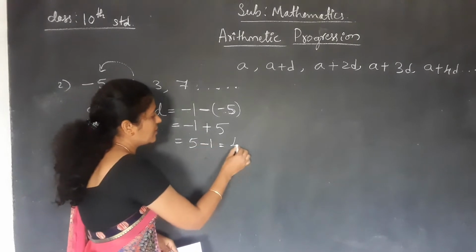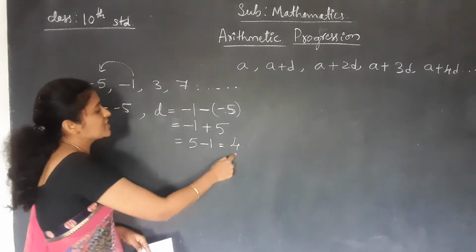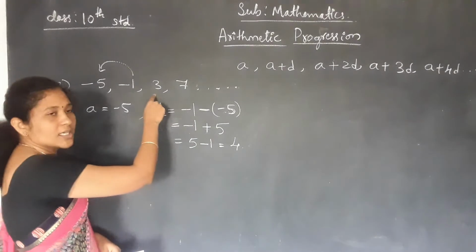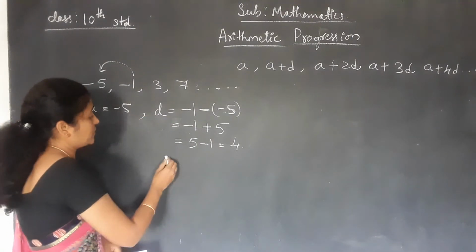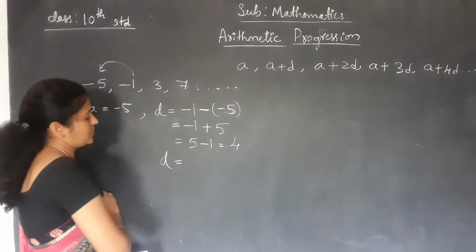5 minus 1 is 4. So the common difference is 4. Let me check with the next two successive terms whether D is the common difference or not.